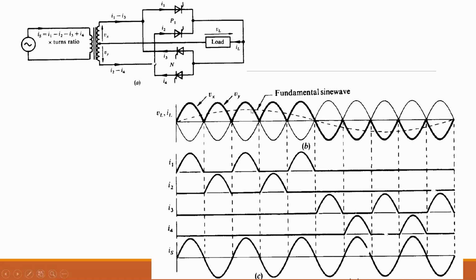If over here the positive half has 5 cycles, and in the negative half also 5 cycles are over here.